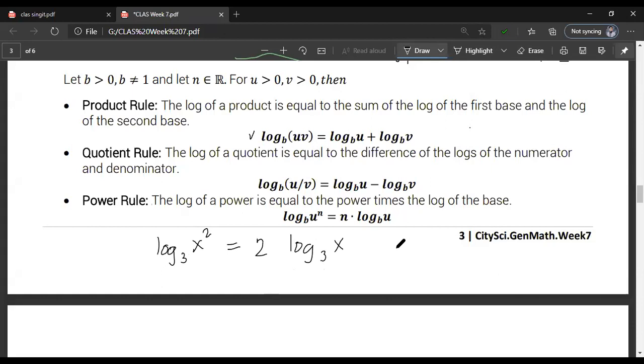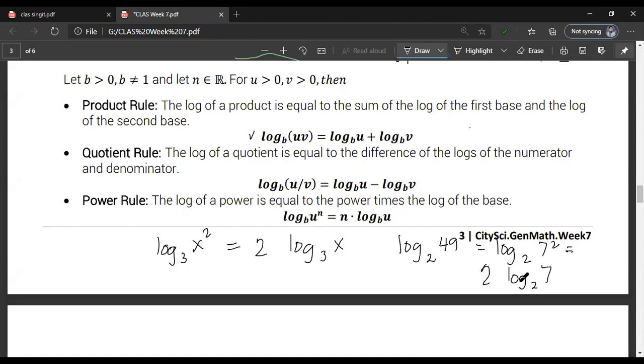Ganun siya. Kapag kunwari, logarithm of 49 with the base 2, kunwari, nire-write mo yung 49, di ba yung 49, 7 squared? So, kunwari, logarithm of 7 squared with the base 2. Magiging ano siya? 2 na naman. 2 log 7 with the base 2.